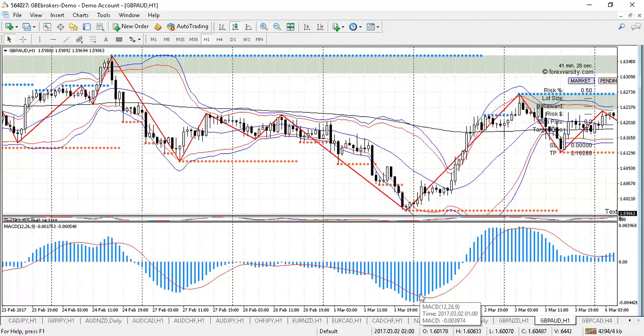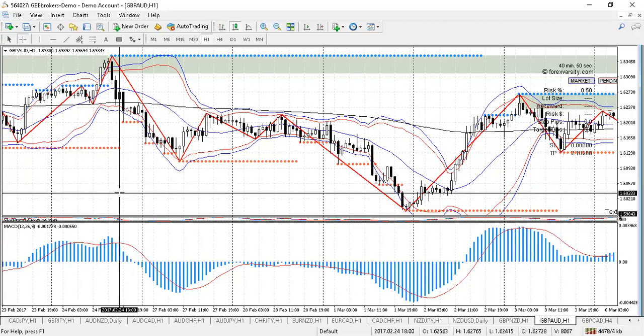We use the signal line as, basically, one of the signals that we can use to enter a trade. If you have a look at this signal line here, you can see at the moment where my mouse is hovering, the signal line is actually within that histogram cloud. And there's a point at which the MACD histogram goes down, but the signal line pops out of the cloud. That is basically the signal that you look for to sell.